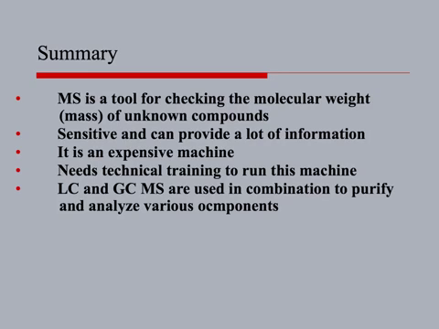The summary of the lecture is that mass spectrometry is a tool for checking the molecular weight of unknown compounds. It is a sensitive technique and provides a lot of information. It's an expensive machine, yes it is, and you need a technically trained person to run it. Mostly LC and GC, I will show you this in the lab, are used to purify, and then mass spec is used to detect. You separate and then you detect, because a mixture in itself we cannot detect. So you have to separate them first, and then you can use mass spec to detect the components.